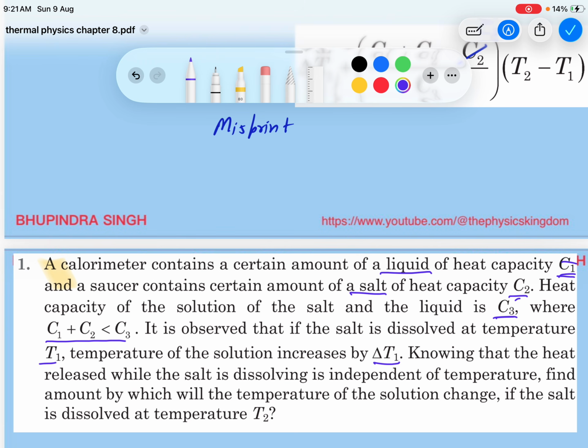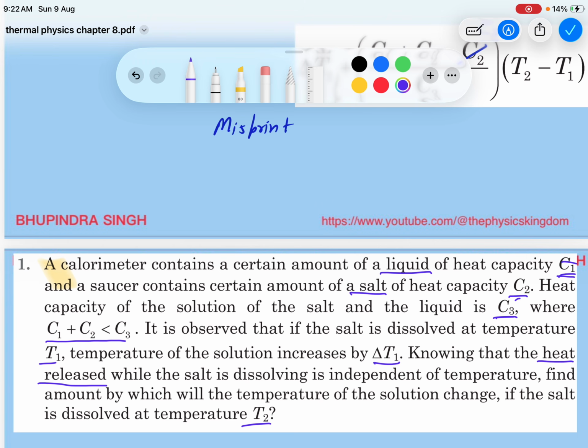Okay. So now in the next line they are saying, knowing that the heat released while the salt is dissolving is independent of temperature. It means if you are dissolving it at temperature T1 or temperature T2, whatever heat is released, that is the same. That is a very important point, because sometimes in some reactions heat release does depend on temperature. Here nothing like that. Find the amount by which the temperature of the solution will change if the salt is dissolved at temperature T2. So if you are dissolving the salt at temperature T2, then what will be the rise in temperature, right?